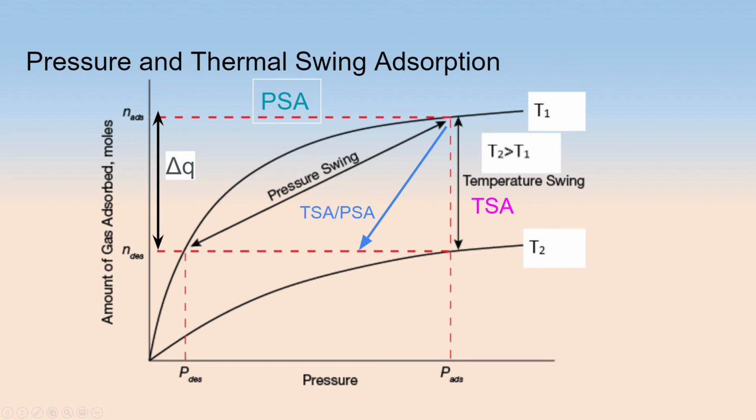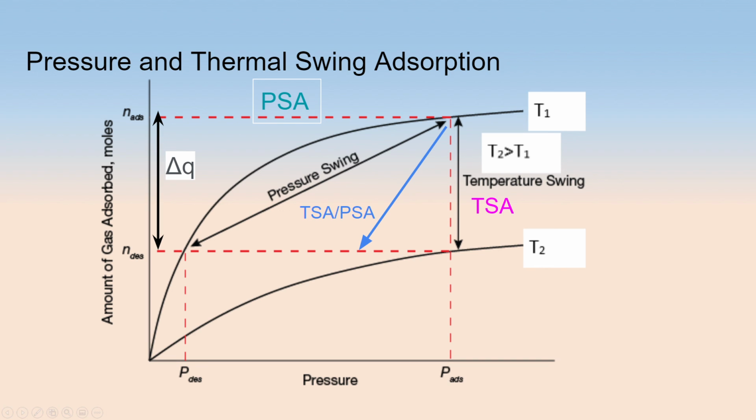PSA. Similarly, I showed two isotherms at two different temperatures, lower T1 and higher T2. As we raise the temperature from T1 to T2, there is less adsorption at higher temperature. We call this method temperature swing adsorption or thermal swing adsorption, TSA.